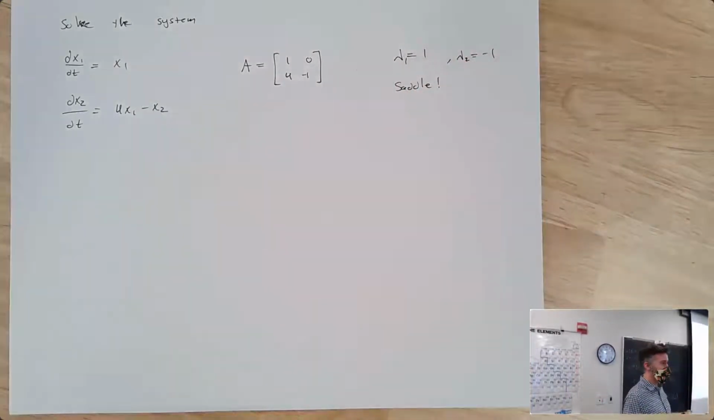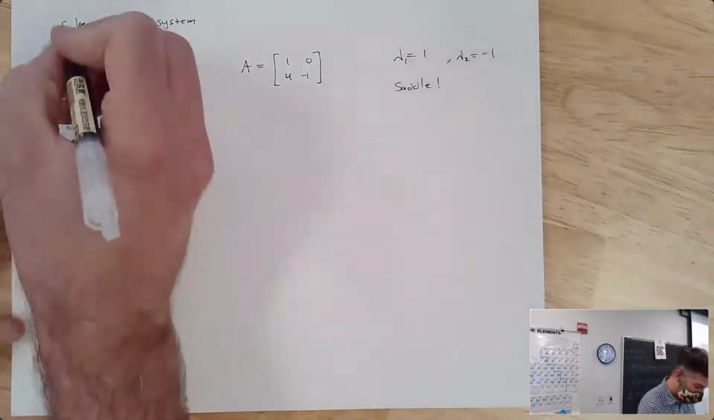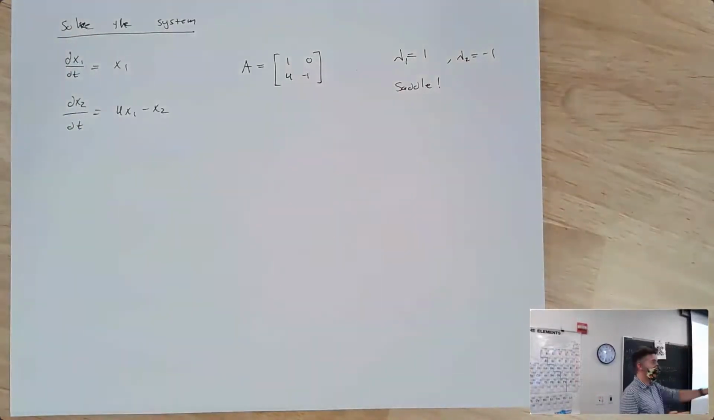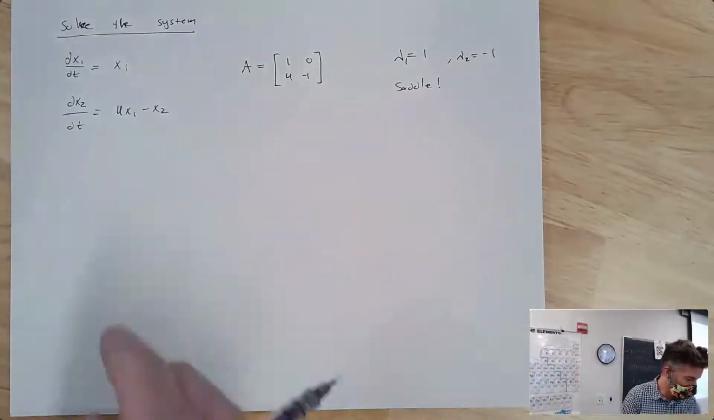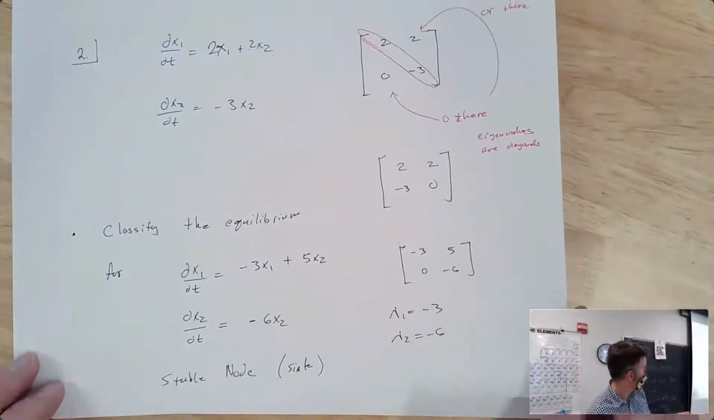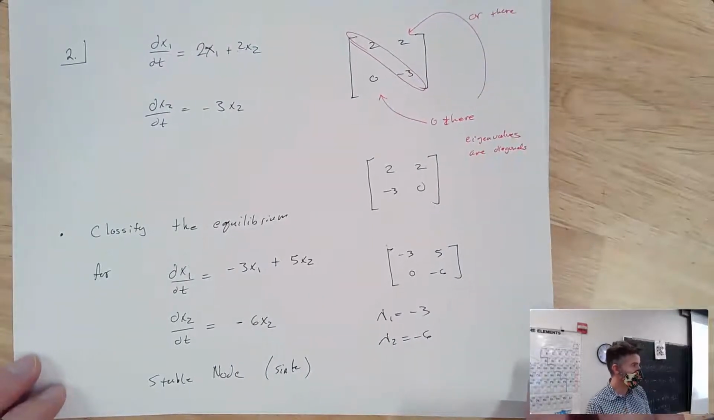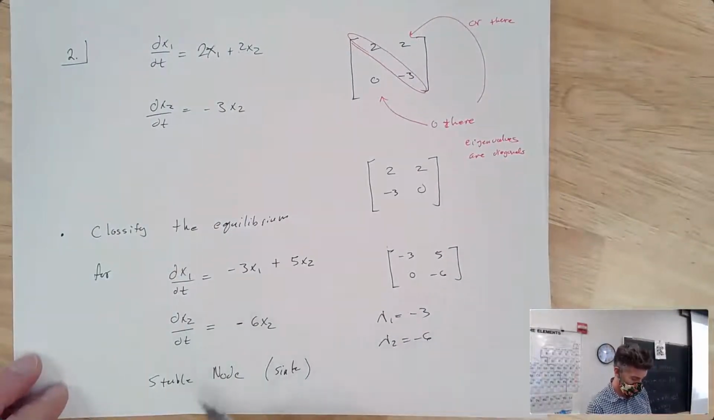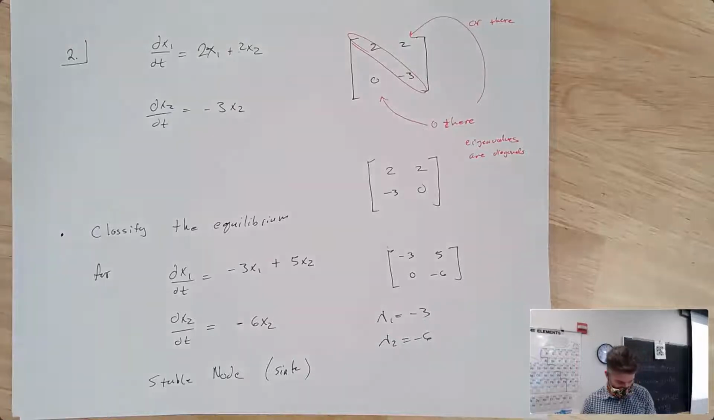Now we're not done with this question. What if they're both negative? Would it still be a saddle? It would not be a saddle. If they're both negative, we're back in the situation here. So if they're both negative, we have a stable node.